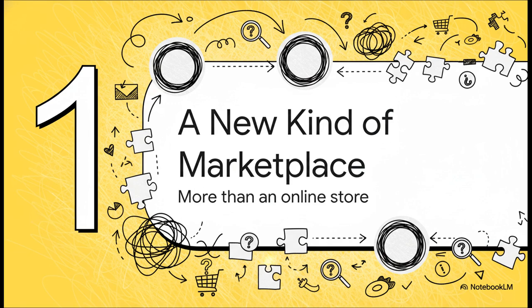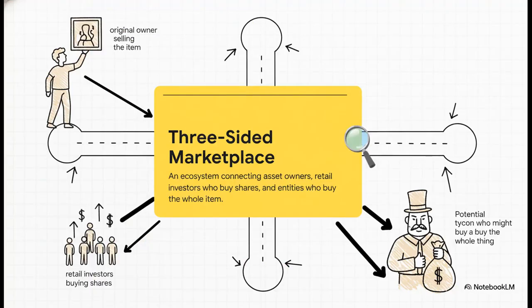Right, so to make something like that happen, you can't just build another online store. It's not that simple. You have to create a completely new kind of marketplace, one that comes with its own very tricky, very complex set of rules. This right here? This is the absolute heart of the whole operation. See, it's not a simple two-way street like most marketplaces. It's a three-way intersection, and that changes everything.